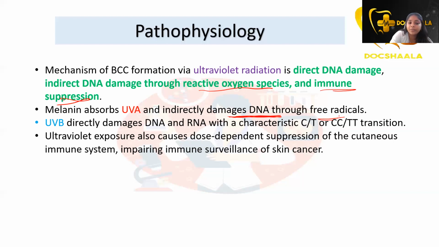Then UVB directly damages the DNA and RNA. Okay, then ultraviolet exposure also causes dose dependent suppression of the cutaneous immune system. Cutaneous immune system is nothing but that on the surface, okay, impairing immune surveillance of skin cancer.